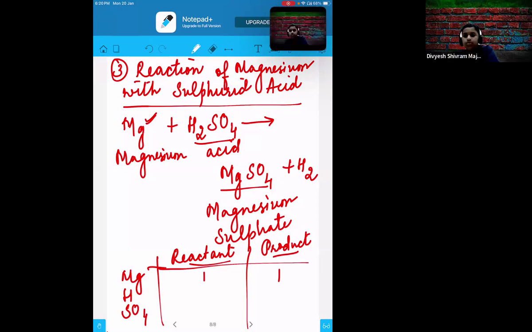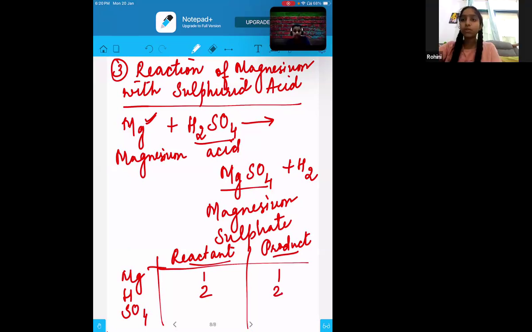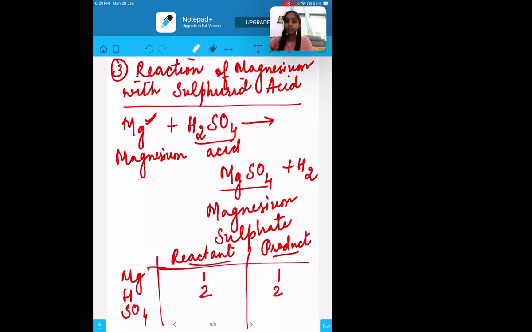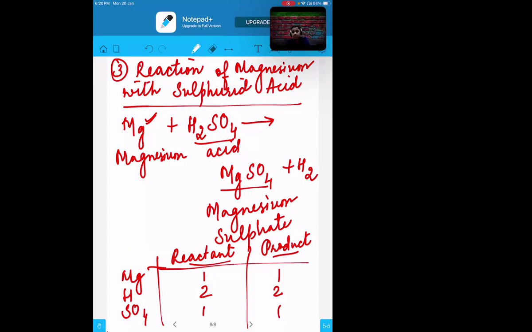Ma'am, 2. And on the right hand side? 2. Now coming to the sulfate, how many sulfate are there? Ma'am, 4. No, actually 1. So SO4 is 1 actually. Together it is counted as 1. And then on the right hand side? Ma'am, 1. So that is how we say that this reaction is a balanced reaction. So we should not add any number there, neither with the magnesium, nor with the sulfuric acid. Ma'am, if it is only one molecule, SO4, why is there 4?